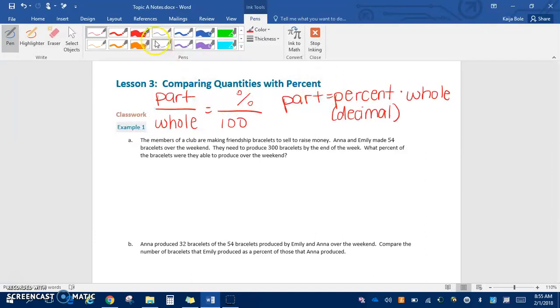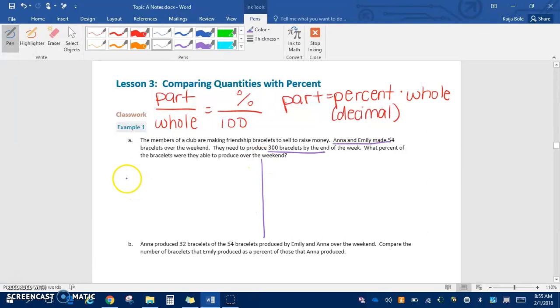If we look at example 1, A, it says the members of a club are making friendship bracelets to sell to raise money. Anna and Emily made 54 bracelets over the weekend. They need to produce 300 bracelets by the end of the week. What percent of the bracelets were they able to produce over the weekend? So we're going to set it up both ways.